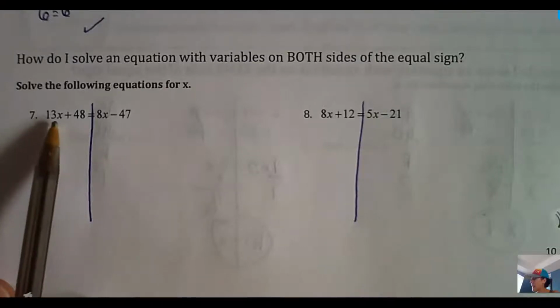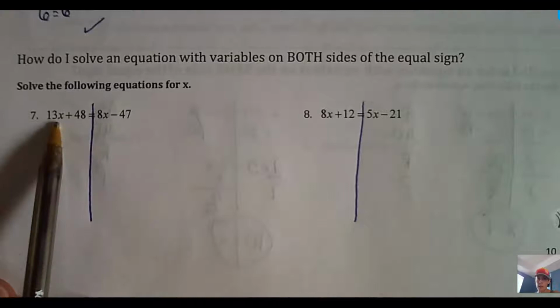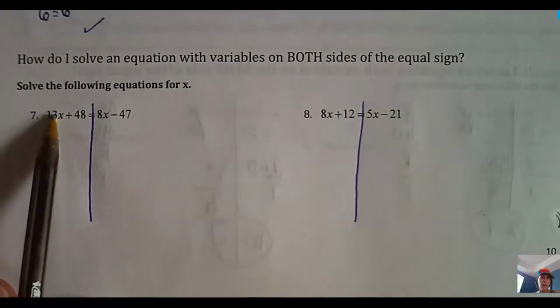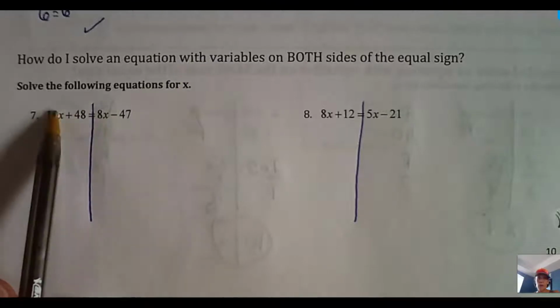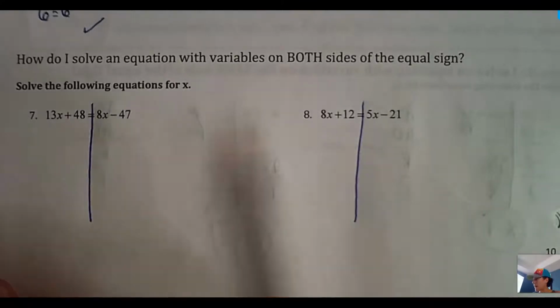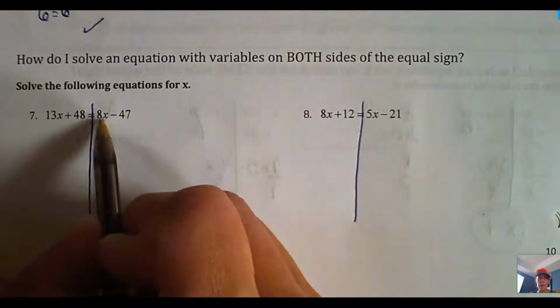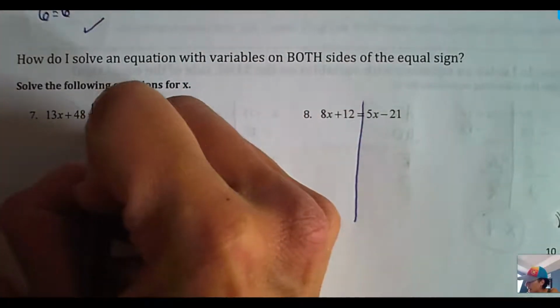I don't need an x term on both sides of my equal sign. I just want it on one side. So I have two choices. One is I can move 13x over to here, or I can move the 8x over to join 13x. In the end, it really doesn't matter which one you move, but I always think there's a better one to move, and that's the one that's smaller in value. That would be the 8x, because 8 is smaller than 13. So I'm going to move it by subtracting.